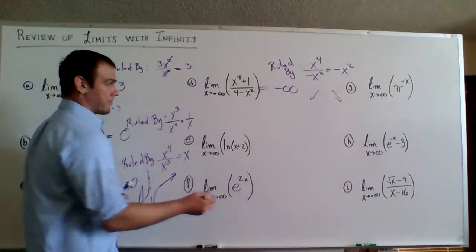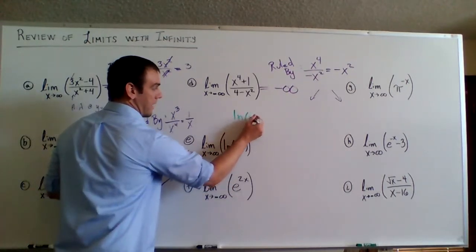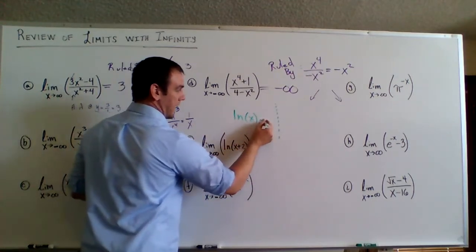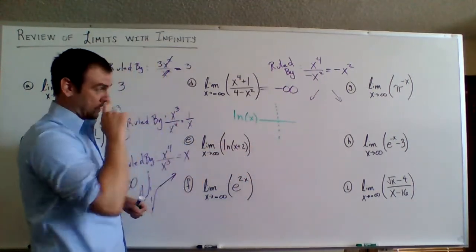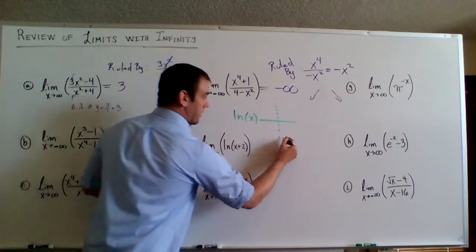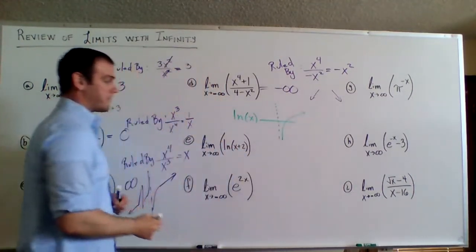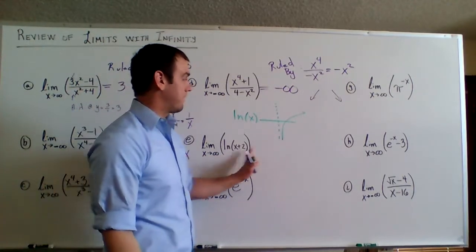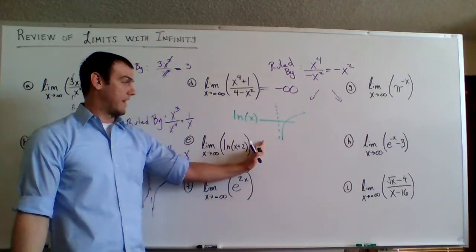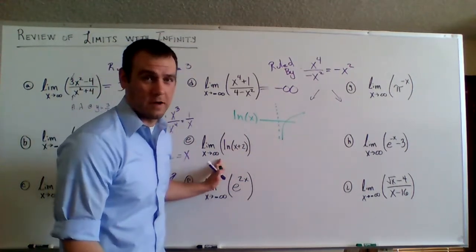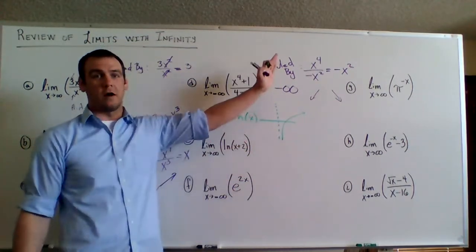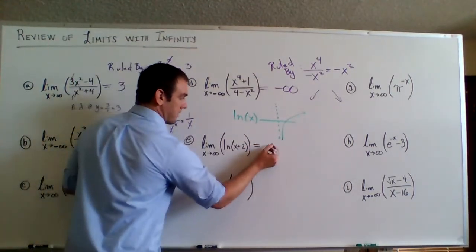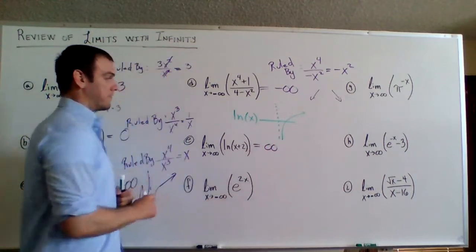So keep in mind, the graph of natural log of x would have a vertical asymptote at x equals 0, and it's going to go up to the right like that. Now this plus 2, all that's going to really do to my graph is shift it left 2. That does not change my right end behavior at all. My right end behavior is still going to go up to the right forever. So this is going to approach infinity.